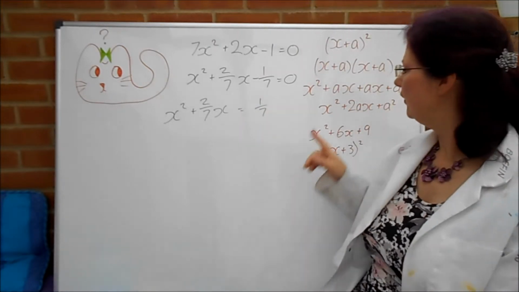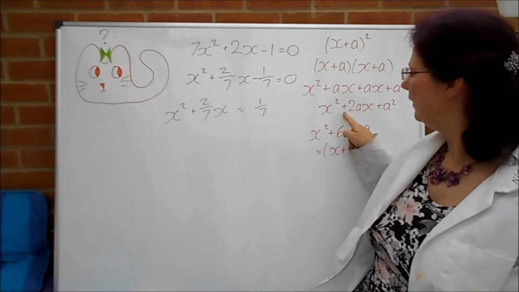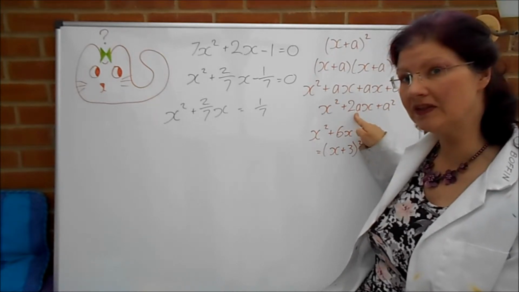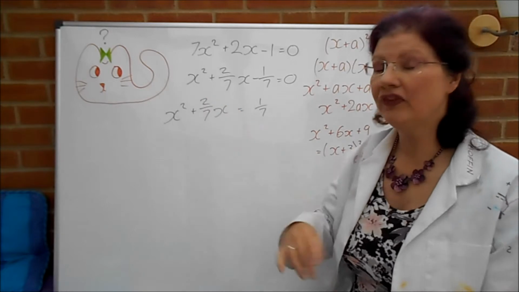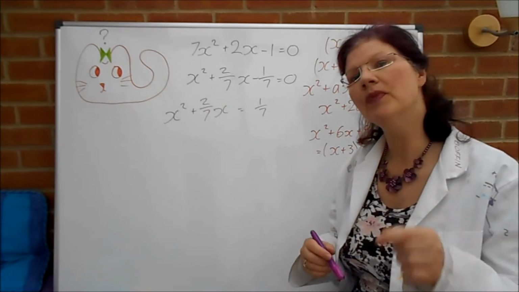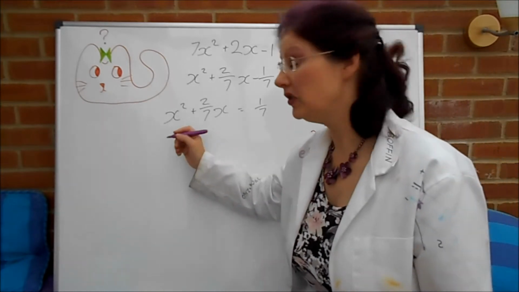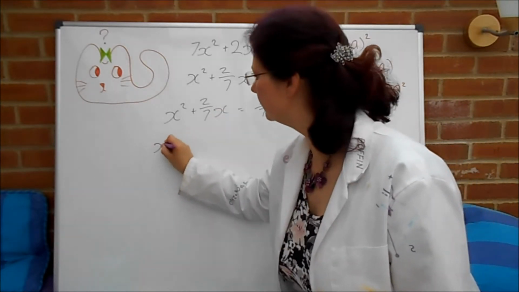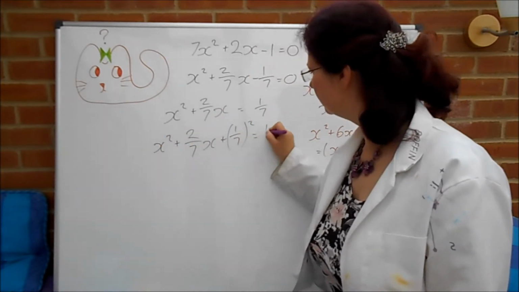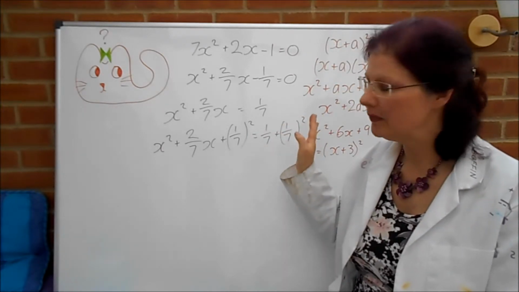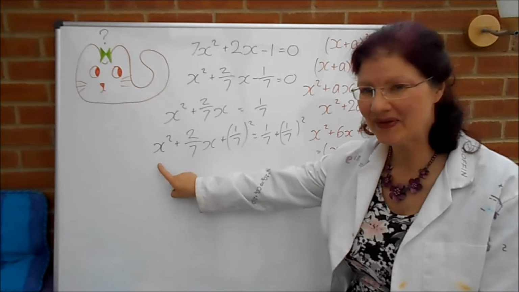Okay, so now I've got my x squared plus double a number x's. Yep, I've got double a number x's. If 2/7 is double my number, then my number must be 1/7. So I need to have it squared at the end. So I'm just going to add it in to both sides. Don't worry about what's on the right hand side, we'll fiddle around with that later, but the left hand side is now in the correct format.